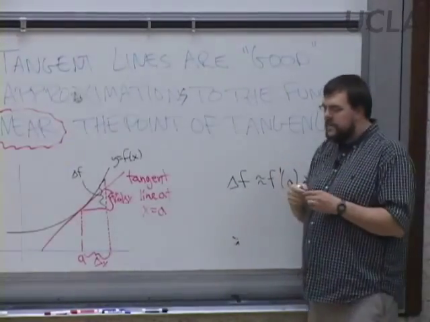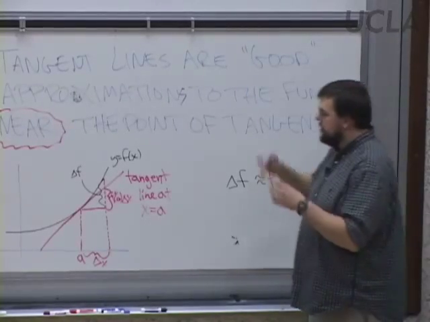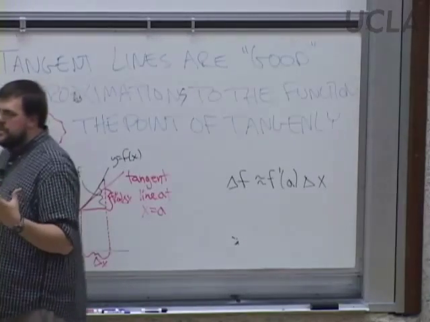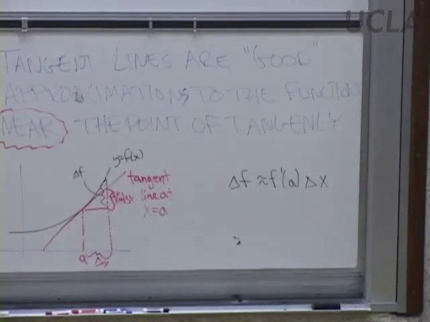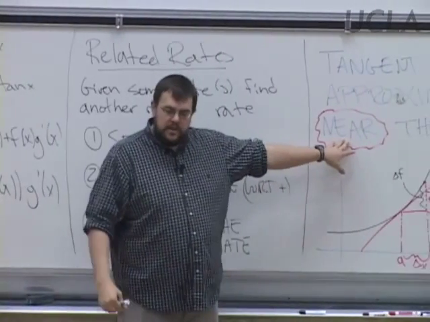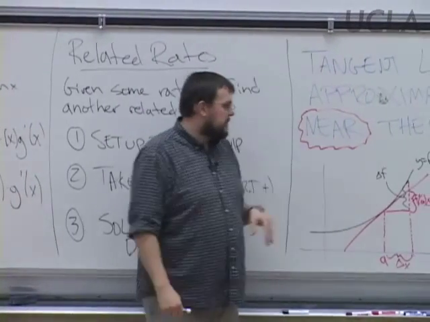If you remember back to the very first day of class, we drew this picture and we said, okay, if you blow it up, the function, you keep blowing it up over and over and over again, eventually it looks like a line. And in fact, that line is the tangent line. And the idea is, by blowing it up over and over again, we're looking closer and closer. We're looking near the point of tangency.